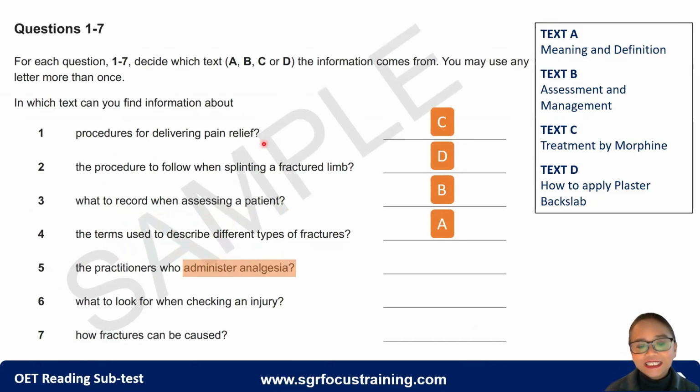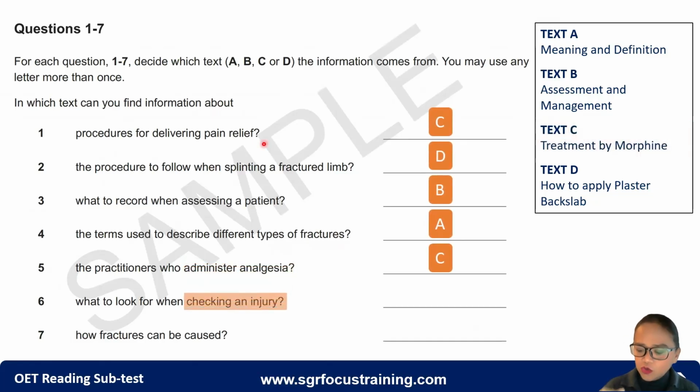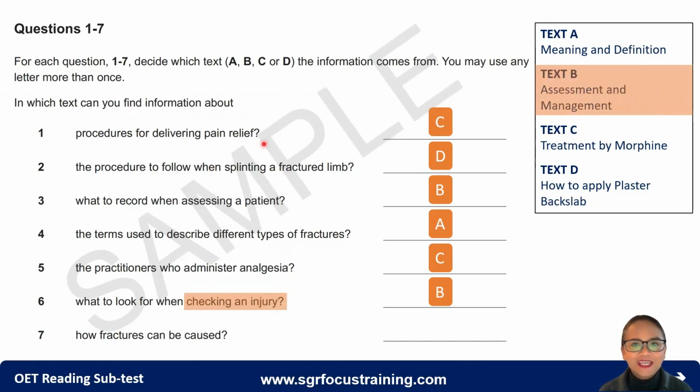We've got the word analgesia, okay, which means it's a medication. Then the word administering, which means you're giving it, you're treating the patient with medication. And that medication is morphine. So this is text C. For number 6, we're looking, we're checking. So looking and checking means we are doing observation. And observation is something that we do when we are assessing the patient. So the answer is text B.